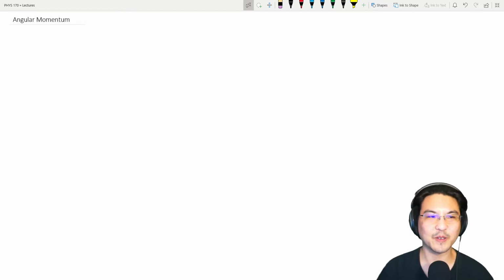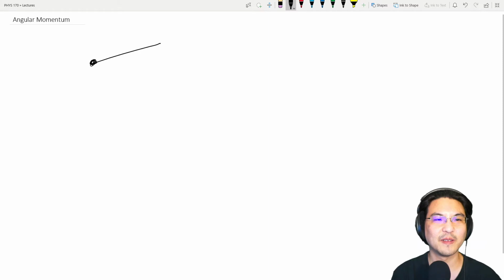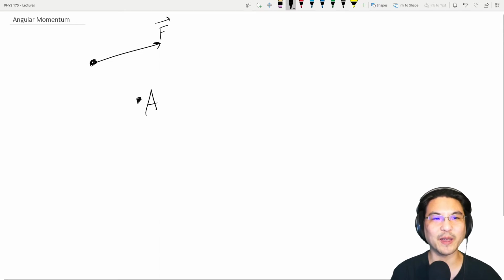Hey everybody, so here's a brand new topic on angular momentum. Just to bring things into context, recall, if you have some object here subject to some force, and I say, what is the torque about a point over here? Let's call this point A. The torque about point A due to that force F would be like this. Right? The torque would be R cross F about point A.